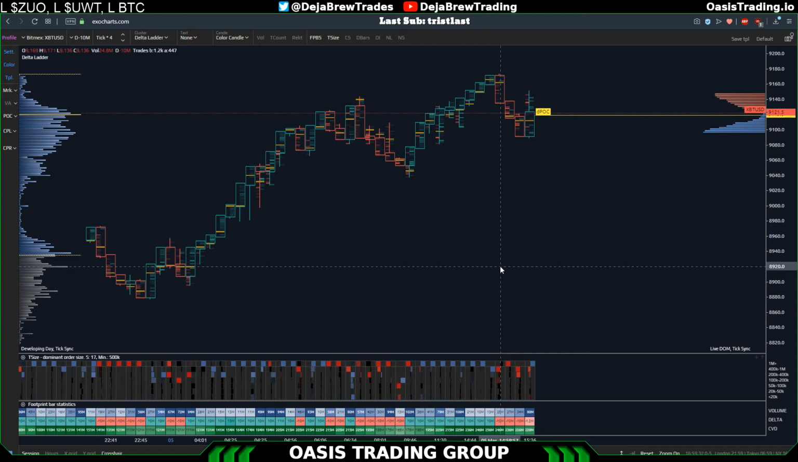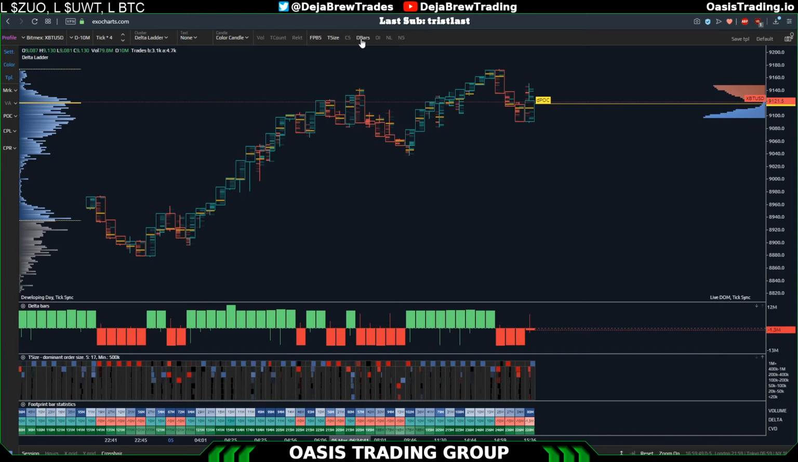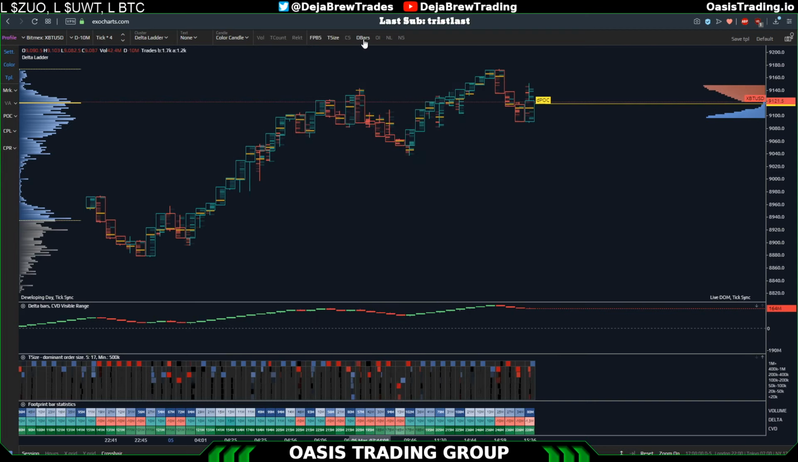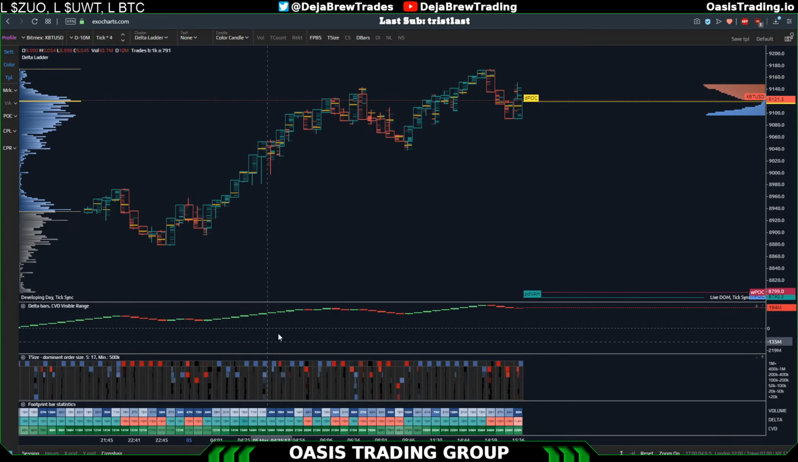Angus asked, back when I used to use the CVD, it was represented as a line on the chart. Do they have that on EXOCharts? They do, yeah. Let me see, it's one of these. Is it T count? It is on here somewhere. I'm not sure exactly because I don't use it. CVD mode, here it is. So you click on delta bars and then you go to CVD mode. And then it pulls it up here.